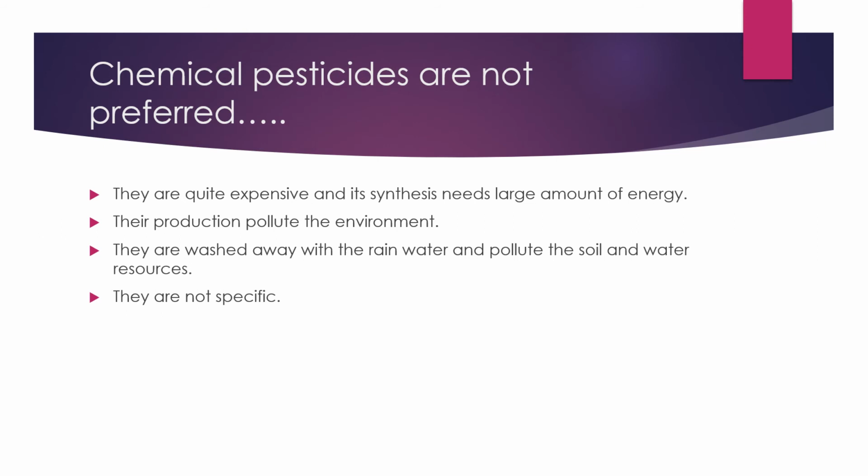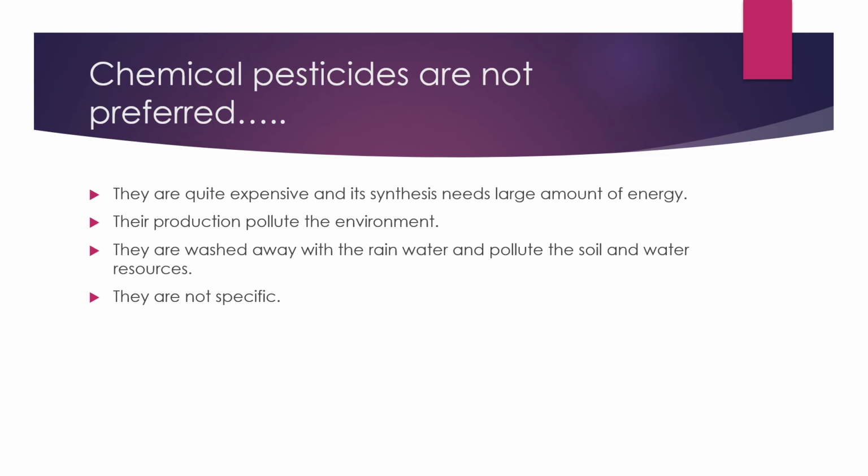Now, why do farmers not want to use chemical pesticides? They do not prefer them, and there are many reasons. One is that they are quite expensive. They are expensive for farmers, but besides that, when these chemicals are synthesized and manufactured in factories and industries, this uses a large amount of energy. They also pollute the environment because many of the chemicals are harmful, and some harmful gases are also produced. So they harm the environment.